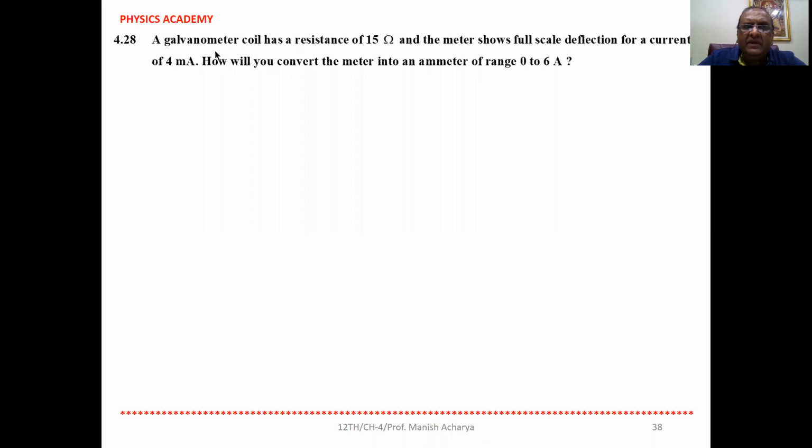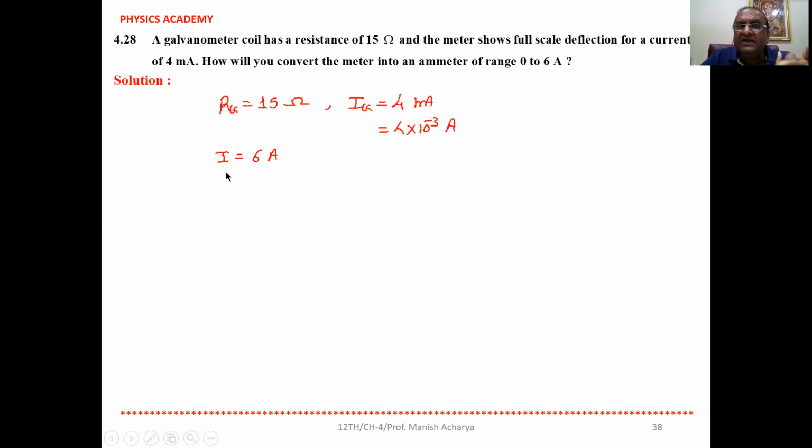4.28. A galvanometer coil has a resistance of 15 ohm and the meter shows full scale deflection for a current of 4 milliampere. How will you convert the meter into an ammeter of range 0 to 6 ampere? See, again in this example, the resistance of the galvanometer given to you, Rg, is 15 ohm. Its current capacity, Ig, is 4 milliampere, so that is 4 into 10 raised to minus 3 ampere. And we want to convert it into ammeter, which can measure 6 ampere. So I is 6 ampere.